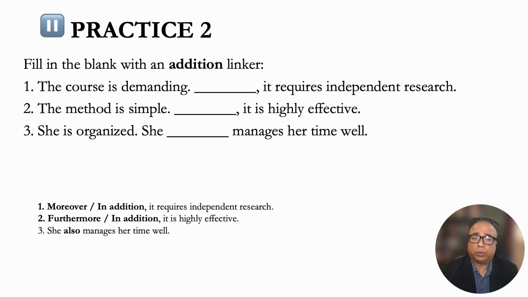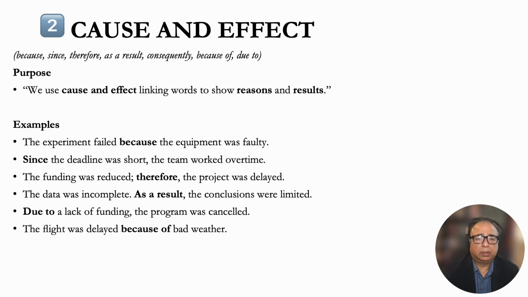Okay, so you see how we use addition linking words, also called linkers if you want. All right, so that is one type. The second one is very common, cause and effect, right? Something causes something: because, since, therefore, as a result, consequently, because of, due to. These are all cause and effect linking words.